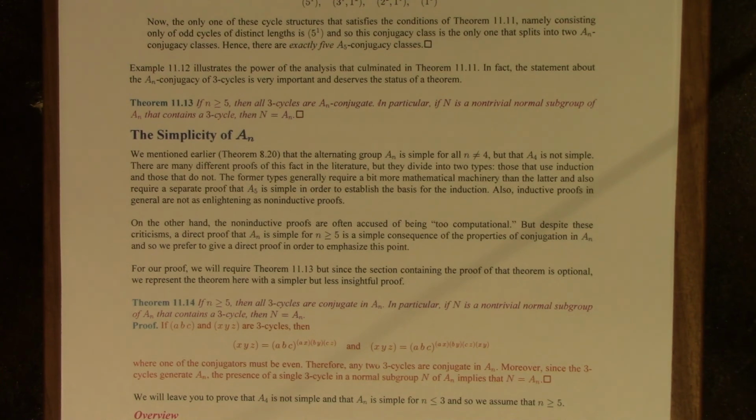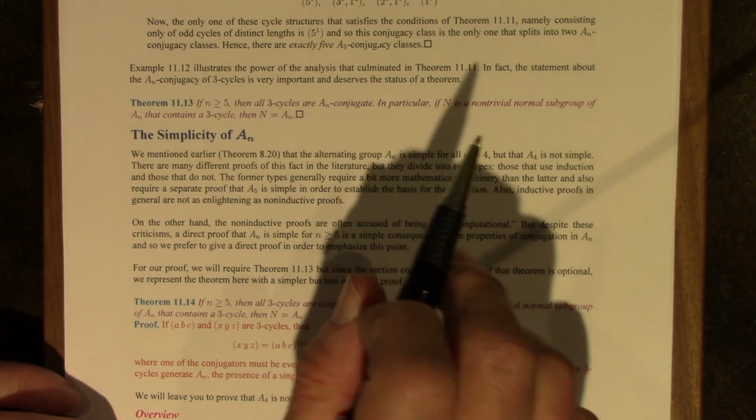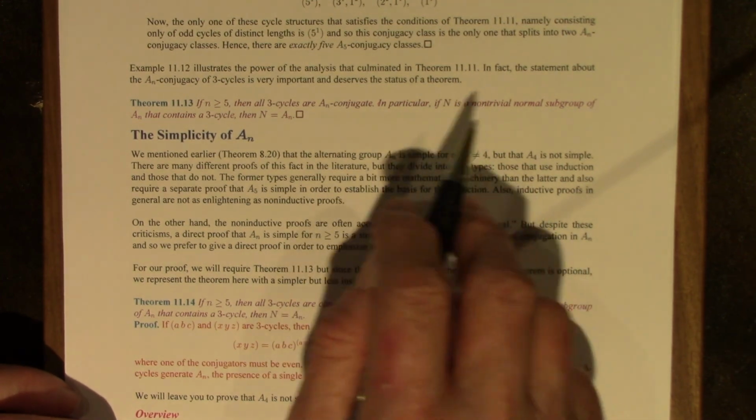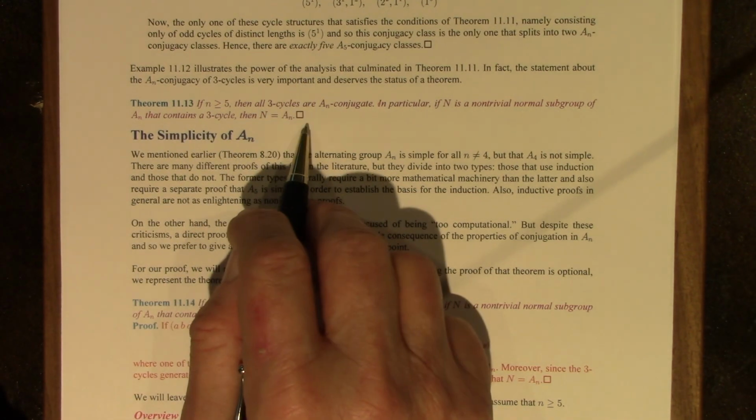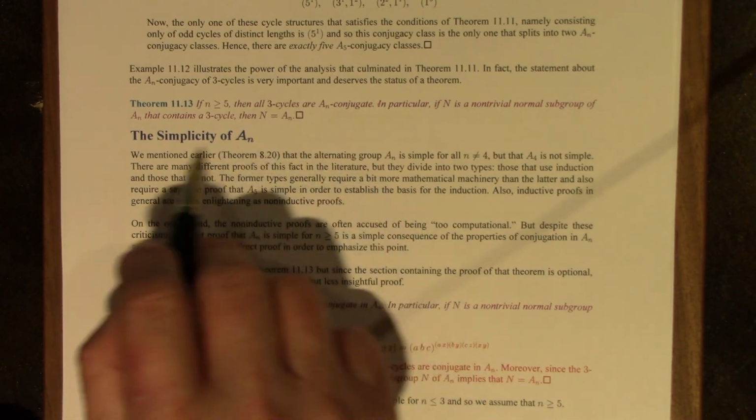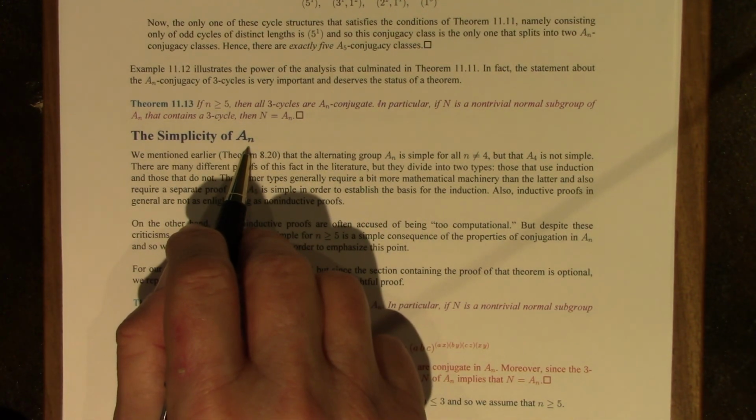So in particular, if N is a non-trivial normal subgroup of An, and if it contains a 3 cycle, then it's all of An, because it's closed under conjugacy, being normal, and so it contains all the 3 cycles, which we have seen generate An. So again, if we have a non-trivial normal subgroup of An that contains a single 3 cycle, it's all of An. This is going to be very important when we discuss the simplicity of An.